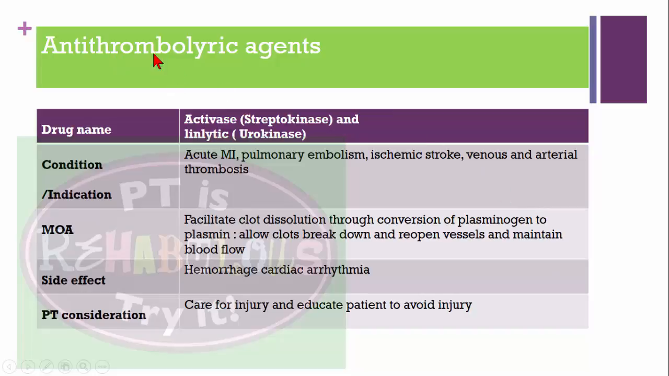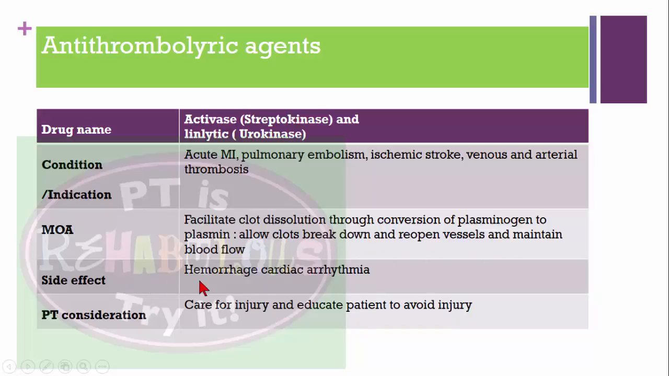Now we are going to learn antithrombolytic agents. Drug names are Activase, streptokinase, and Abbokinase, urokinase. These drugs' indications are acute myocardial infarction, pulmonary embolism, ischemic stroke, and venous and arterial thrombosis, because thrombosis is very common in these conditions. What is the mechanism of action? These agents facilitate clot dissolution, especially through conversion of plasminogen into plasmin. That allows clot breakdown, reopens the vessels, and maintains blood flow.